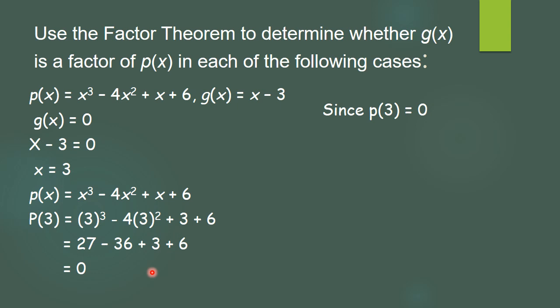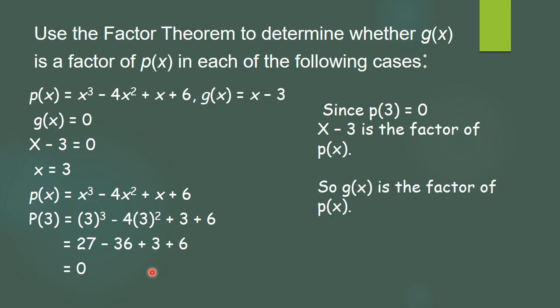Since p of 3 is 0, x minus 3 is a factor of p of x, and x minus 3 was our g of x. So we'll say g of x is a factor of p of x. Here we have checked whether it is a factor or not, and for that we are checking p of a, and whenever we get 0 we say yes, it is a factor.